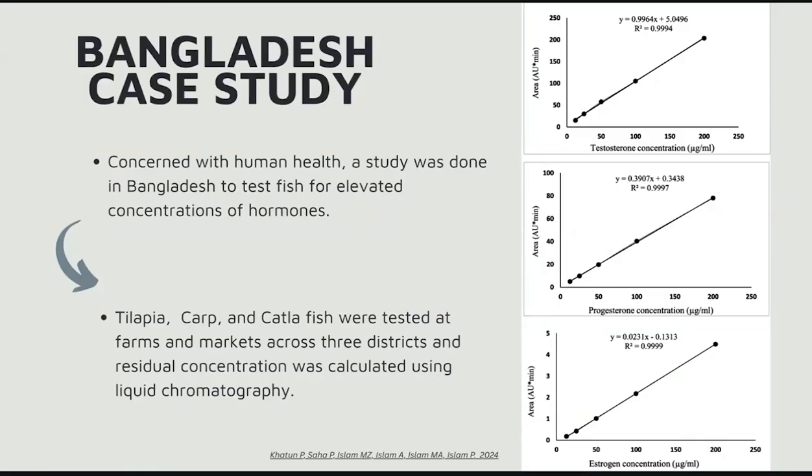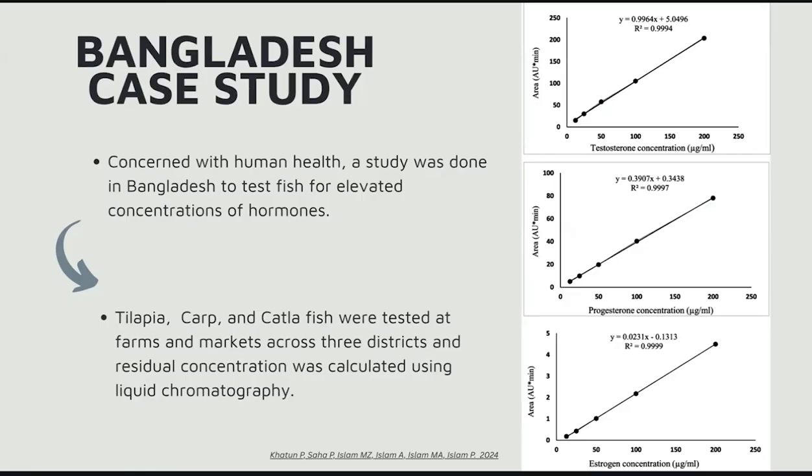So, concerned with human health, a study was done to test fish in 3 different districts for elevated concentrations of hormones. The study looked at tilapia, carp and catfish, and they were tested at just local and regional farms and markets where the fish were sold across 3 different districts. And if you'd like to learn more, you can click the link down below.